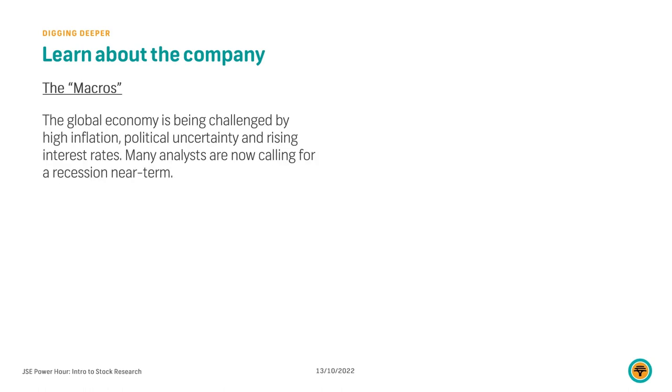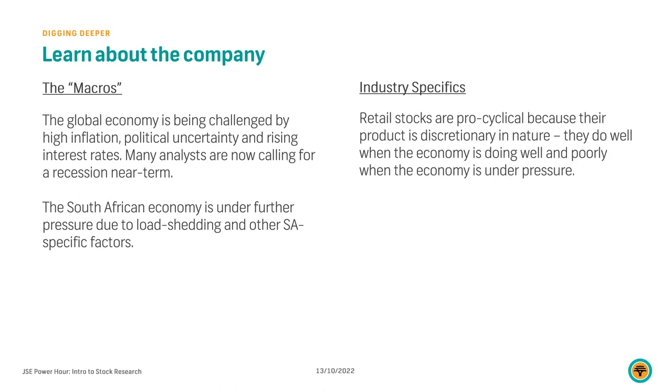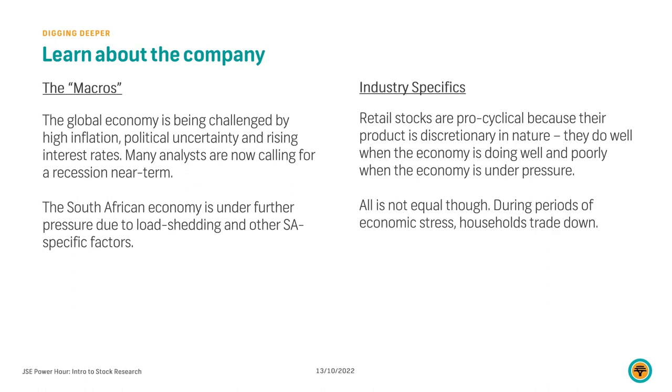So in the macros, if we look at discretionary retailers, it's probably not that supportive, right? Because we have the economy slowing down globally. The South African economy is under quite a bit of pressure. And it looks like there could be a recession in many economies globally, and even in South Africa, because of the knock-on impacts. We also have some South Africa-specific factors like load shedding playing a role, with investor confidence, consumer confidence and business confidence being under quite a bit of pressure. On the industry side, retail stocks are pro-cyclical. What that means is that when the economy weakens, then these stocks also tend to come under pressure.